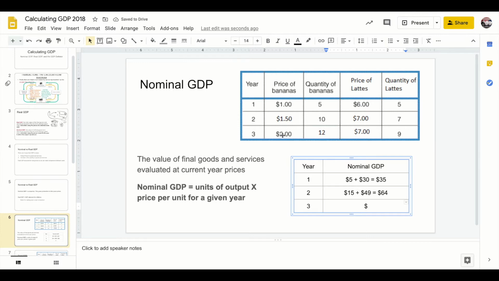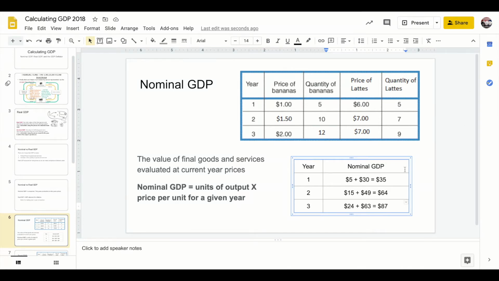And then finally year three, it costs $2 for a banana in year three. 12 were sold, so that's $24 plus 7 times 9. What is 7 times 9? $63. That was foolish. It was $87. I added that 20 twice for some reason. Okay, so now this is what our nominal GDP is for each year.